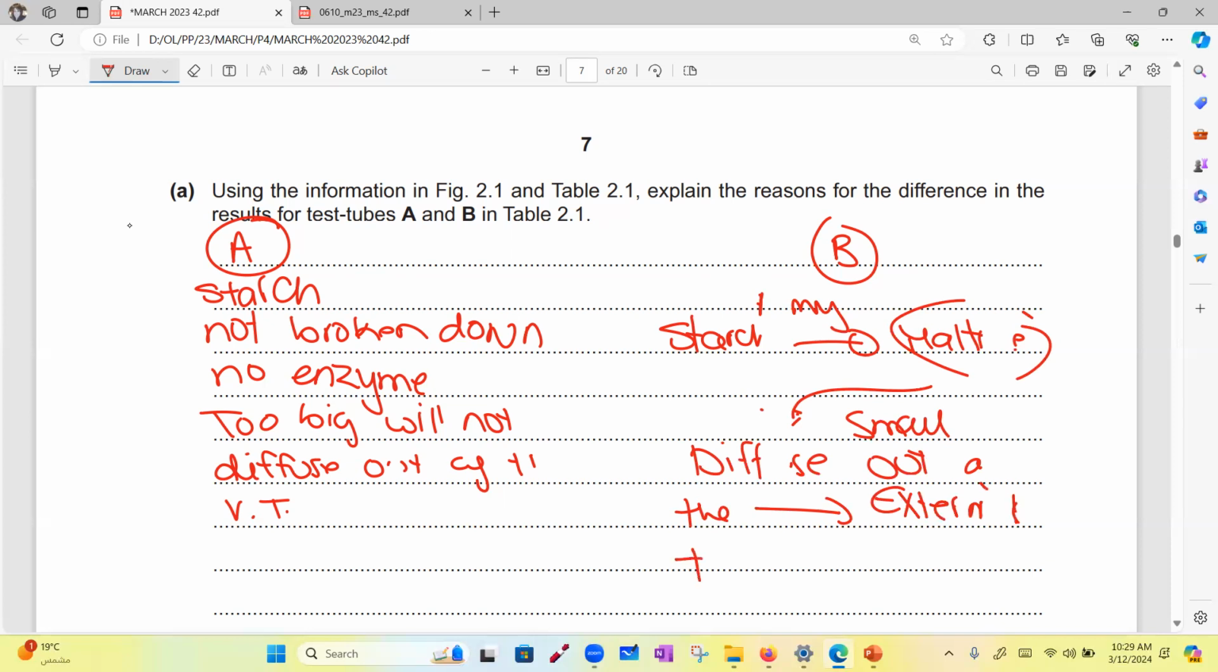And this will give me a positive result with Benedict. I will not end here. I have to define what is diffusion. What is the diffusion? Who will remind me? Yes, it's the net movement of molecules down a concentration gradient. No energy is needed. No cell membrane is needed.